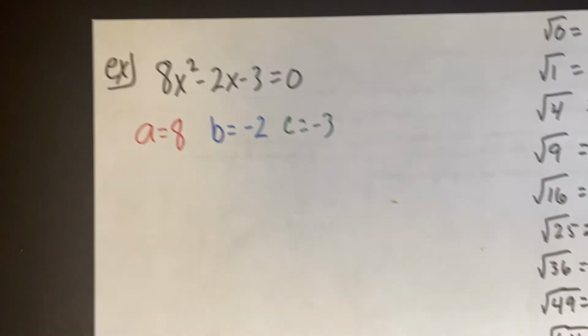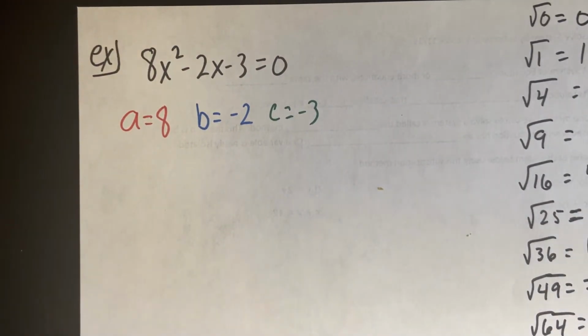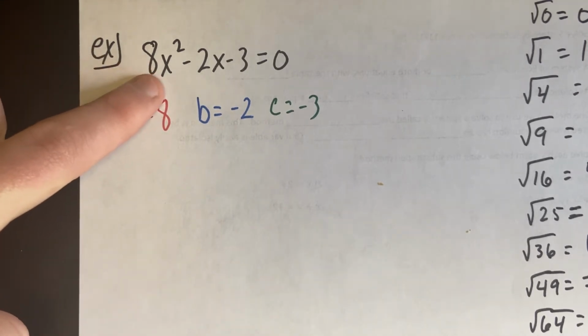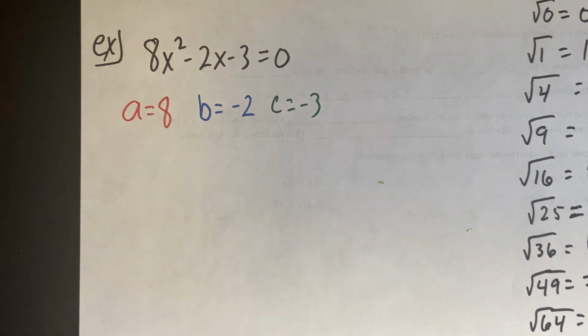Here's our example. So again, we're dealing with a quadratic. We've got our x squared term. First thing right off the bat, before I use the quadratic formula, I would write down what a, b, and c are. Just until you get used to it, write down what those values are and what they represent. Remember, a is with the x squared, b is with the x, c is our constant. All right, here we go.